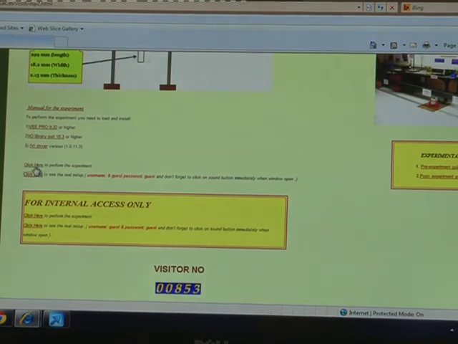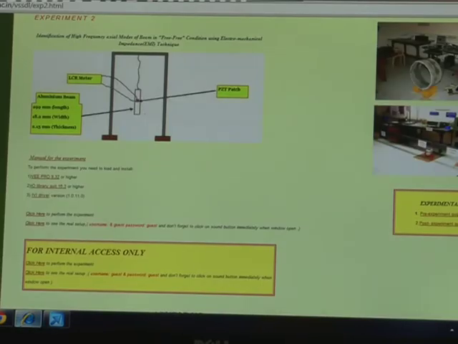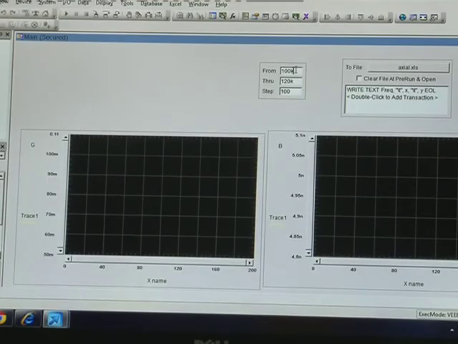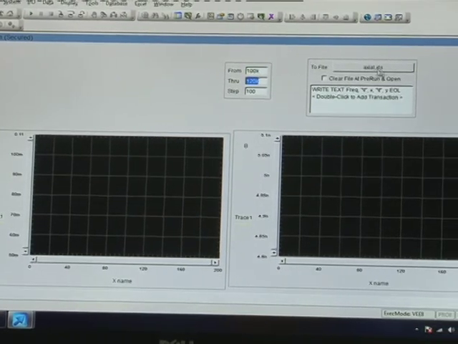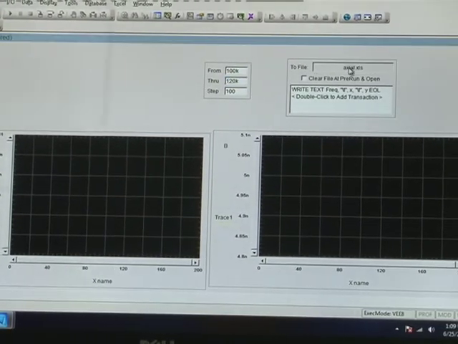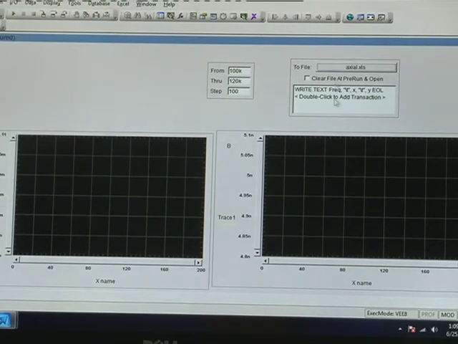Again for experiment 2, as I have already explained the steps, if the user clicks this button, he will be prompted to this page. Here the frequency range is 100K to 120K, and he can give the file name. If he wants to change the file path, he can change it from here. When he starts the experiment, it starts capturing the conductance and the susceptance values in real time for experiment number 2.